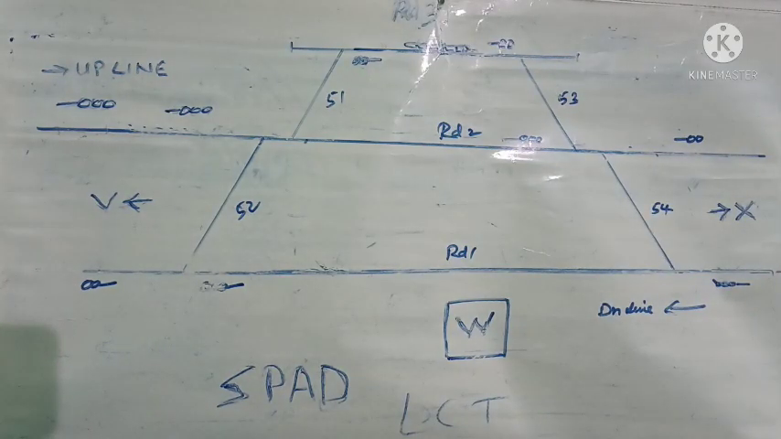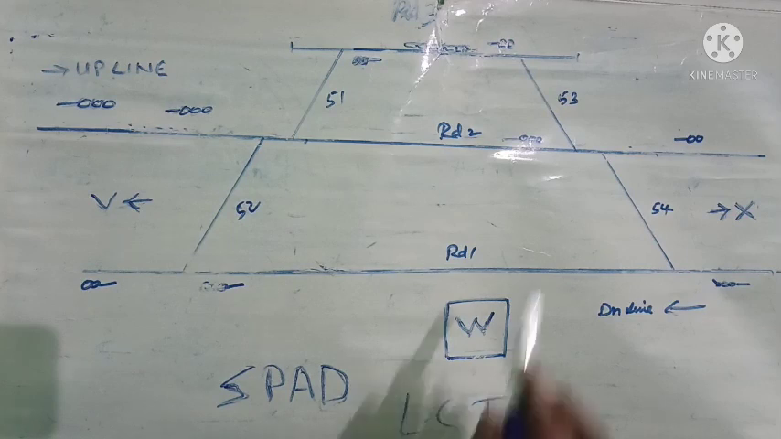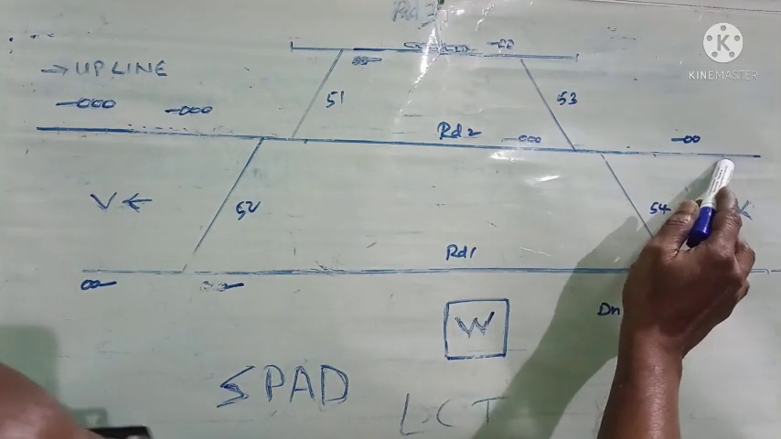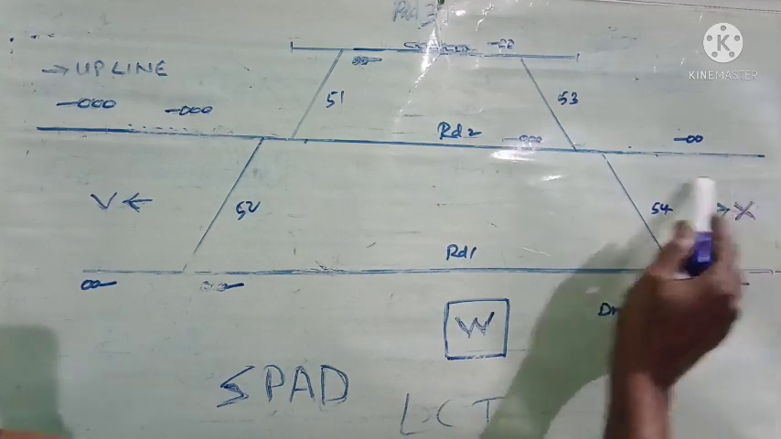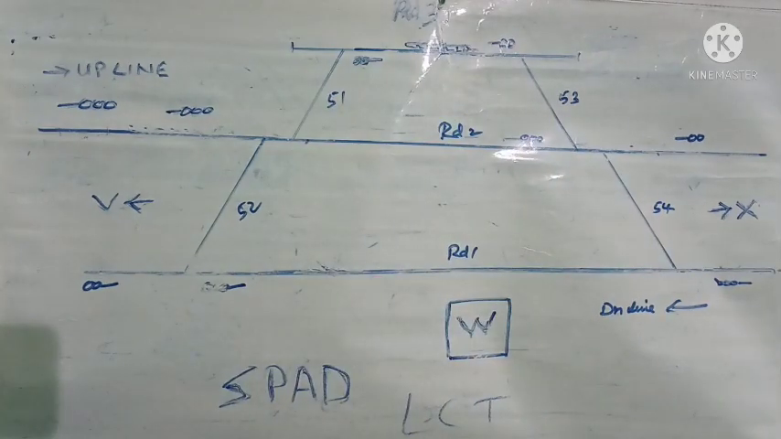So in all these cases, when the train has passed the advanced starter at on and stopped, it will be backed to the station, and it will be started on LCT.